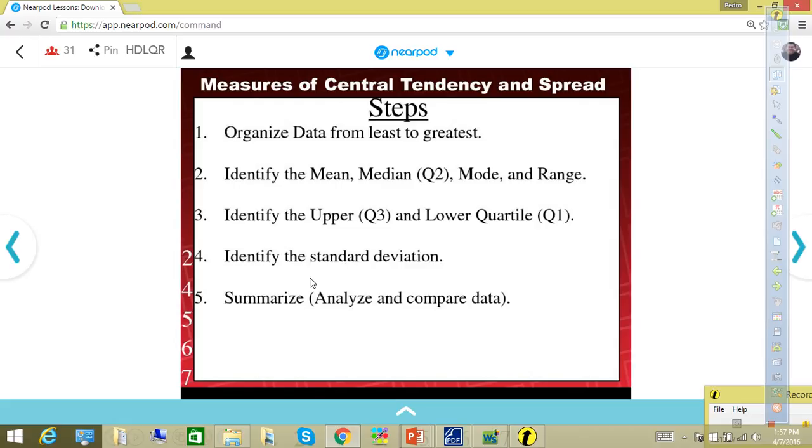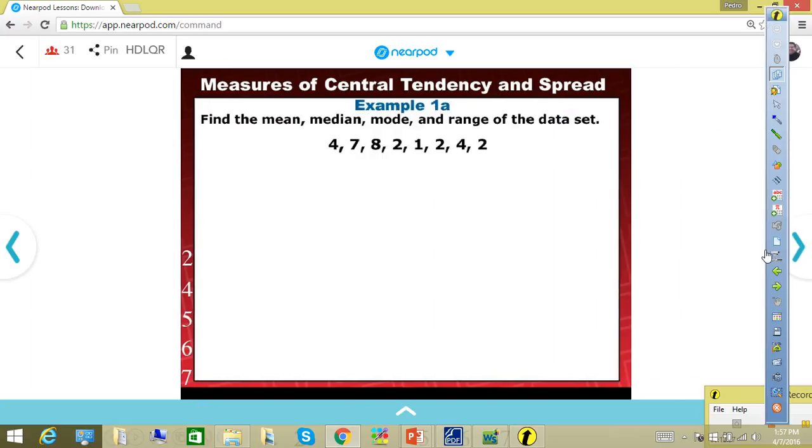Okay? So with that said, on your paper, copy this example down, example 1A. It says, find the mean, median, mode, and range of the data set. Okay, here it goes again. What did we say? The measures of central tendency are what? Mean, median, and mode. That we're going to do those 3 plus the range because we need the range for something else that we're going to do tomorrow. Okay? So, copy that, please. And the values given are 4, 7, 8, 2, 1, 2, 4, 2. Copy that.